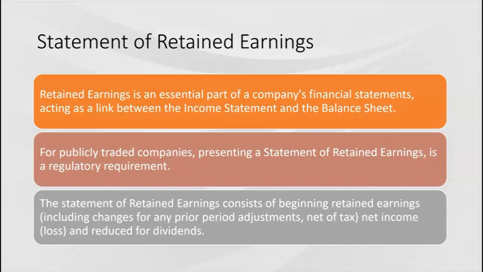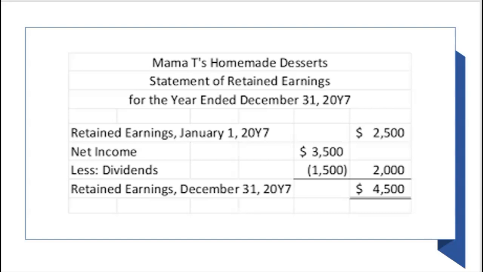set of financial statements. So the statement of retained earnings consists of beginning retained earnings, which includes possibly changes for any prior period adjustments net of tax. Then there's net income or loss on the statement of retained earnings, and then there's a reduction for any dividends. The simplest statement of retained earnings could look like this, where you just have the beginning balance, then the net income minus the dividends, and then the ending balance.